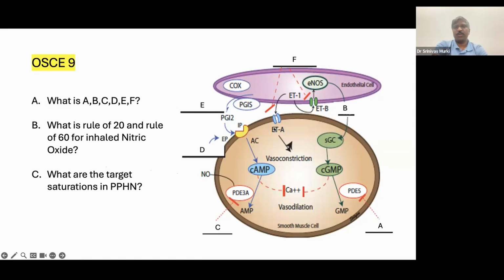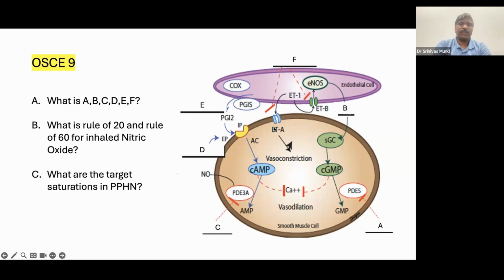There was a time when we used to tell you to keep the saturation target 95 to 97. But now it is clearly said that if you go above 95%, there will be free radical injury, which indirectly will lead to later exaggerated PPHN.